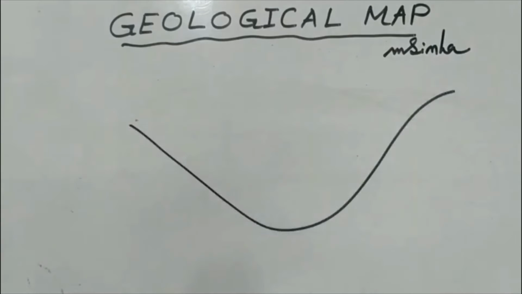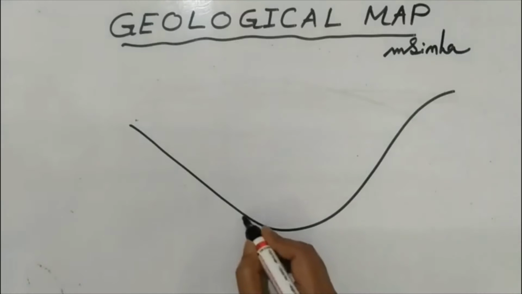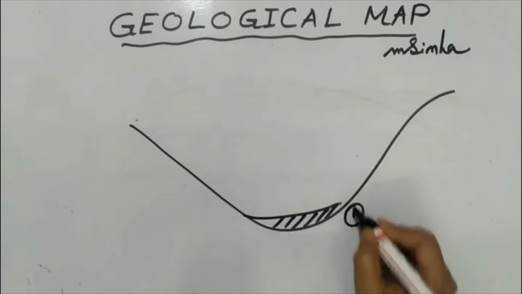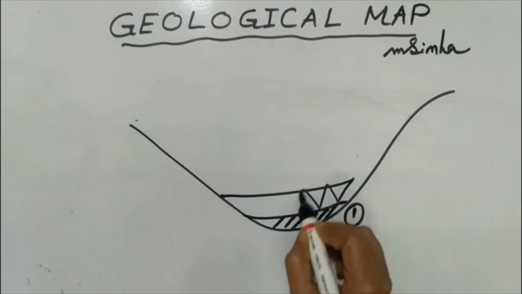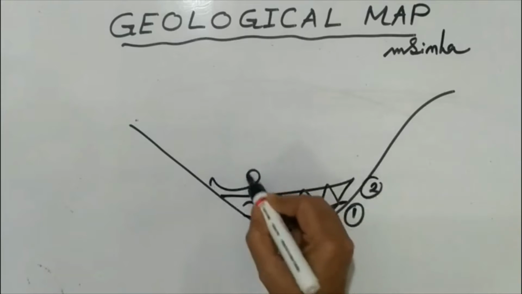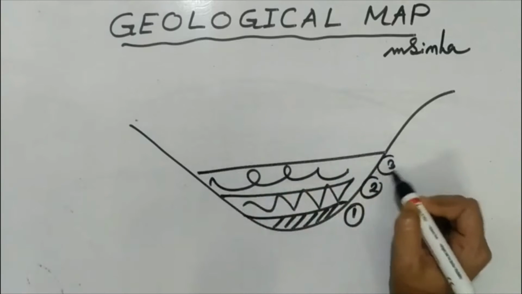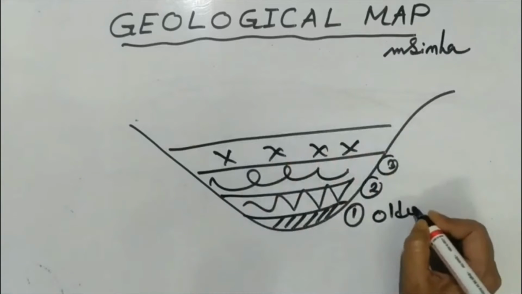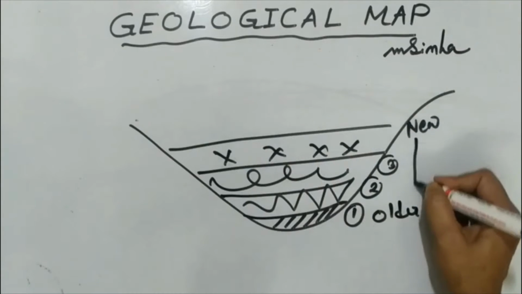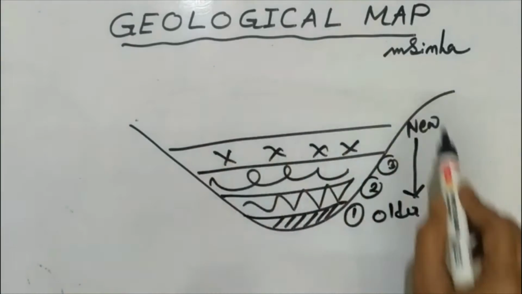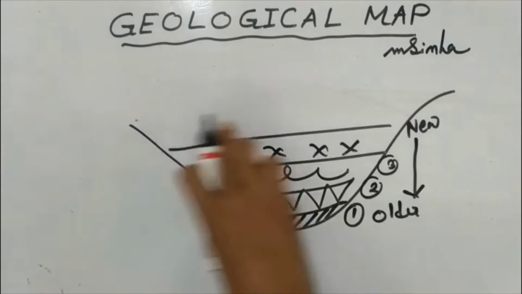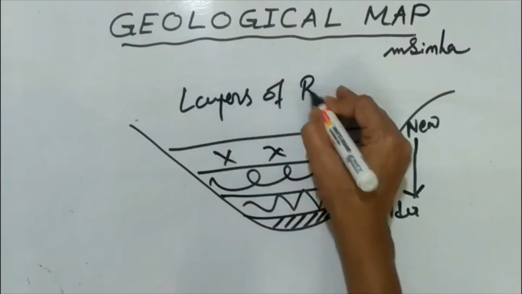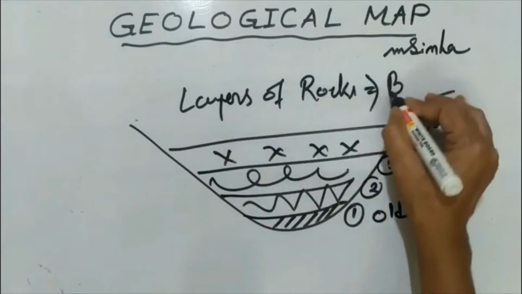Suppose this is a shallow ocean basin area, and this is a layer of rock deposited, then another layer of rock is deposited here, then another layer of rock is deposited here, and so on. So which one is the older? Now this one is the older and this one is the newer. Those are sedimentary rocks because they are deposited in marine conditions, and these layers of rock are known as beds.